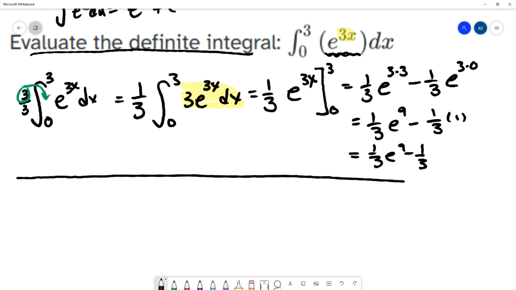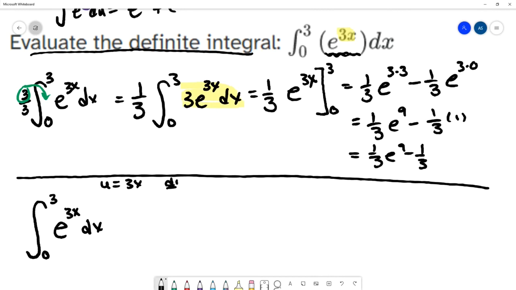If we're going to do this problem with substitution, it would go a little bit different. So I have the integral from 0 to 3 of e to the 3x dx. And on the side, I'm going to let u equal 3x. The derivative of u with respect to x is 3. I'll rearrange those, multiplying by dx on both sides, and then dividing both sides by 3 would give me du over 3 is dx. So this information gives me my substitution.